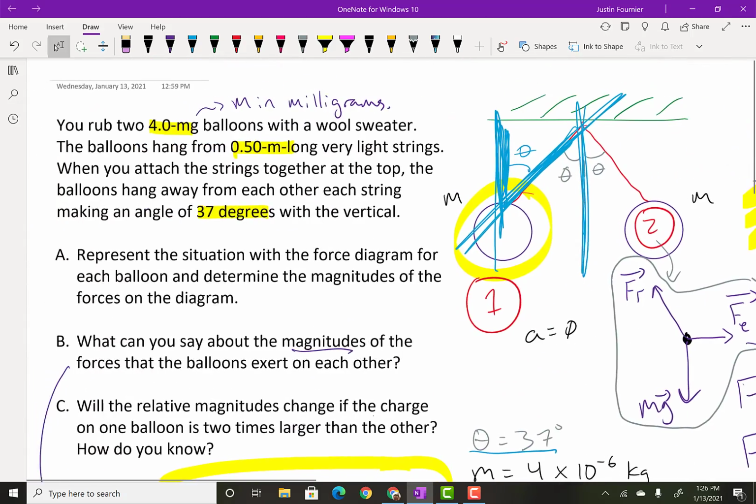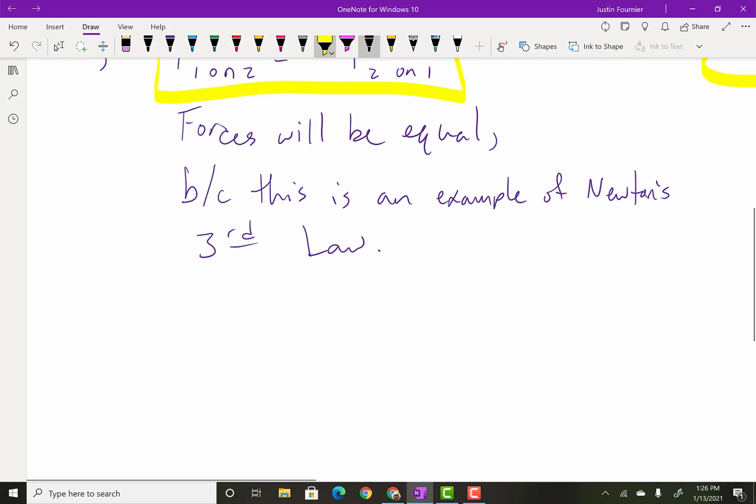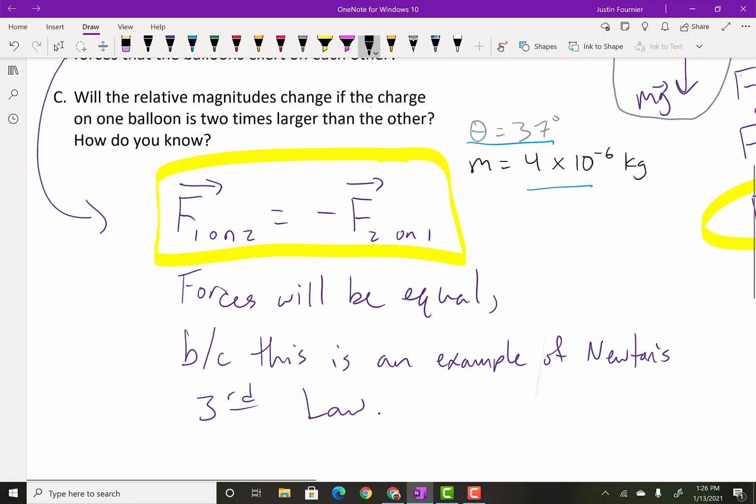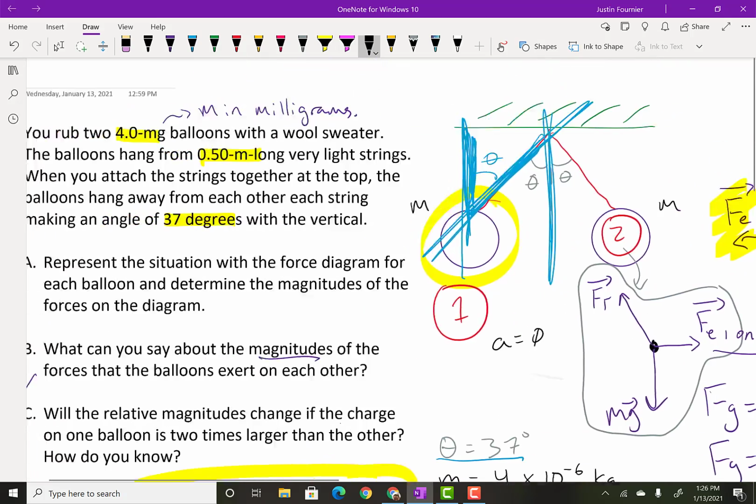So that's one justification of it. You're going to see another justification of this once you guys do Coulomb's law, and you'll see another reason for why those forces will end up being equal despite which object has the greater charge.